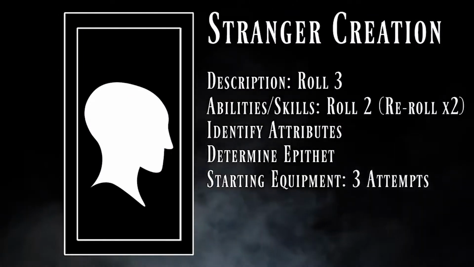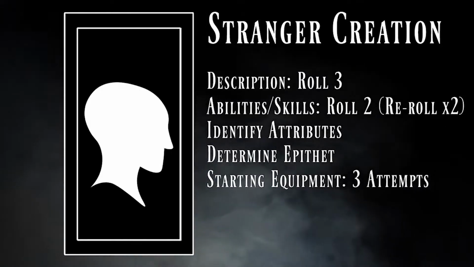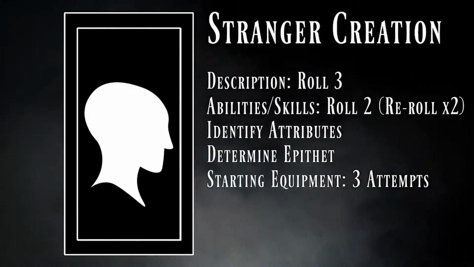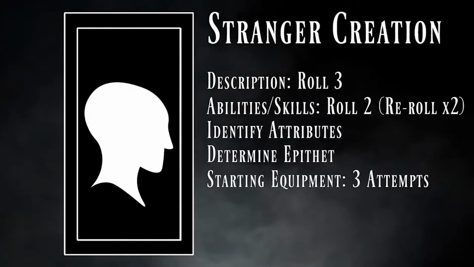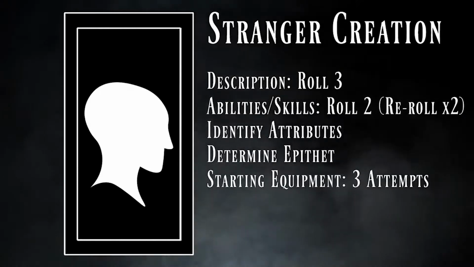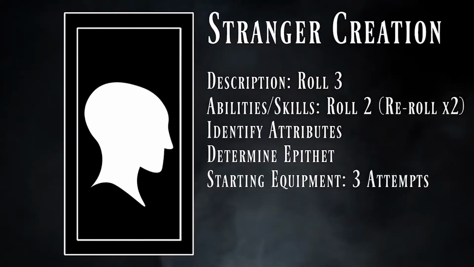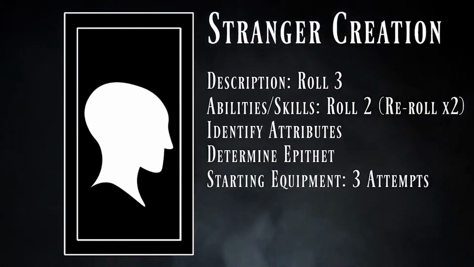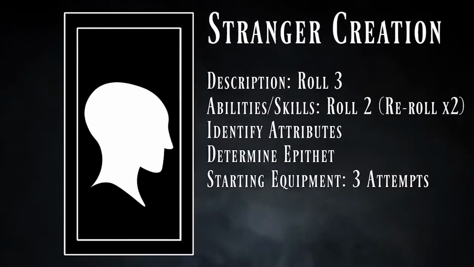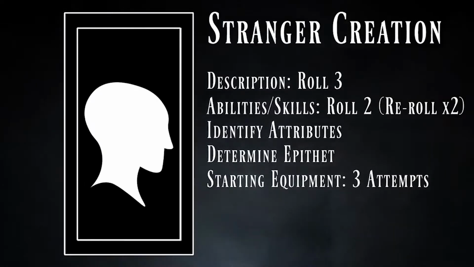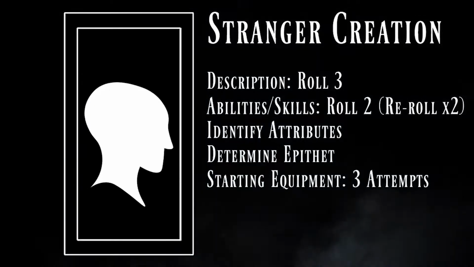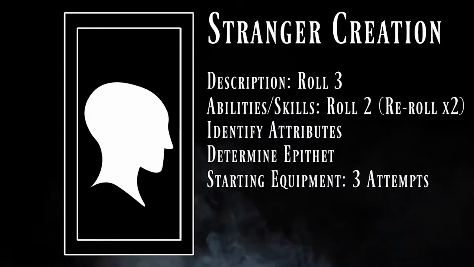First, we're going to roll your description. Like I said, we're going to roll 3 of those, and remember those are pairs, so technically it's 3 pairs of descriptions. Then we're going to roll your ability and skills. We're going to roll 2 of those. You get up to 2 re-rolls, but once you re-roll it, you have to keep it unless you have another re-roll left. You can't choose between the 2 or your previous roll. Once you roll, it's permanent unless you have another re-roll left.